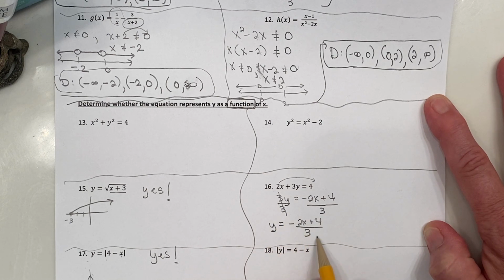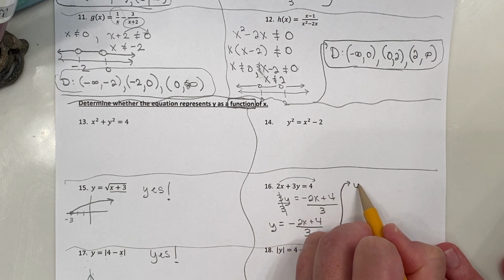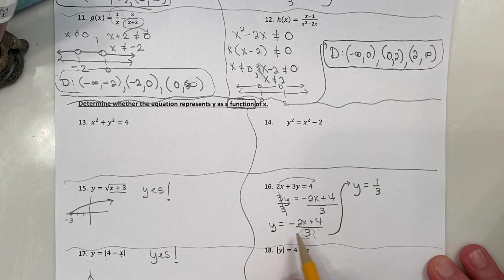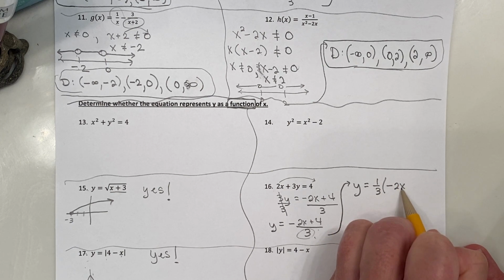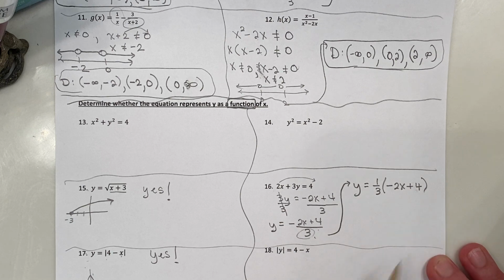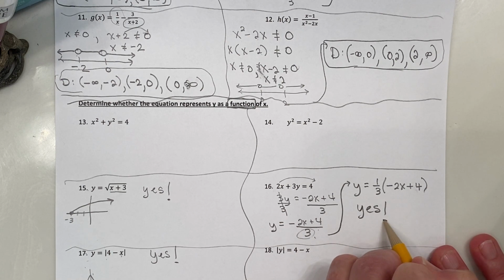So this is going to be a graph of a straight line. This domain is all real numbers. Notice there's no variable down here. Remember what I said earlier. You could actually slide that numerator off, take the 1/3 and multiply it in to negative 2x plus 4. And when you multiply that in, it's still going to be a linear function. So yes, this is a function.